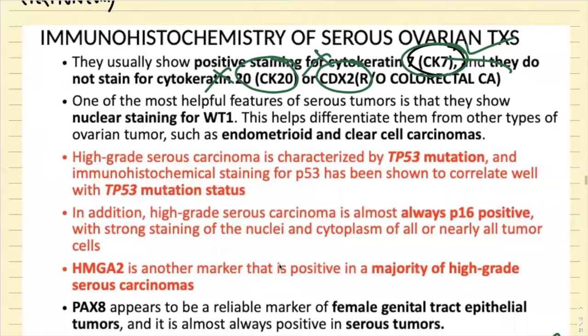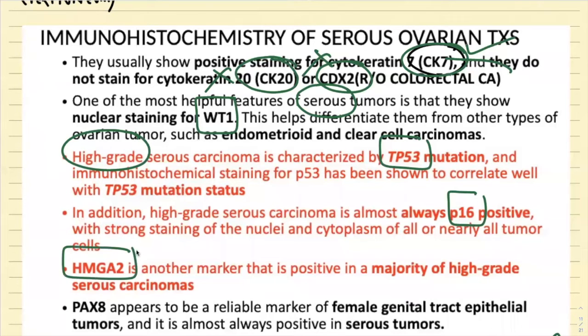Another feature which is present in most of these serous tumors is the positivity for WT1. It helps to differentiate the serous tumors from other tumors like the endometrioid and the clear cell. Now, high grade serous carcinomas are positive for TP53, they are always positive for P16, and they are always positive for HMGA2. So these are three important markers of high grade serous tumor.